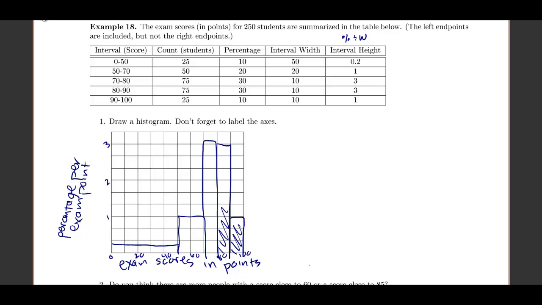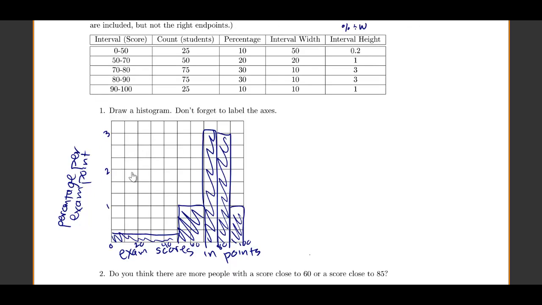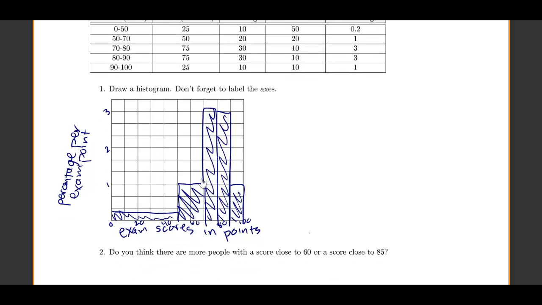Sometimes if you want to shade in the blocks, it makes them a little bit easier to see. So there's my histogram. It looks like we have a lot of people in the 70 to 80 range. Notice that I had a lot of different interval widths, so it's a good thing that I changed to heights instead of just graphing the percentages.